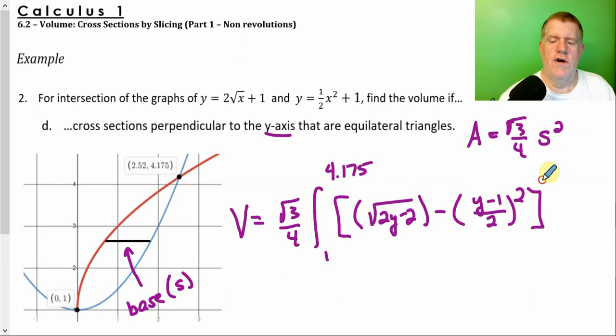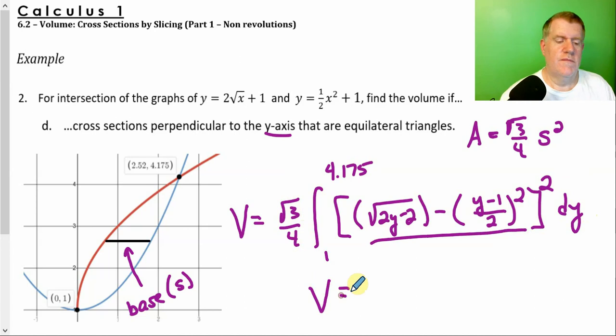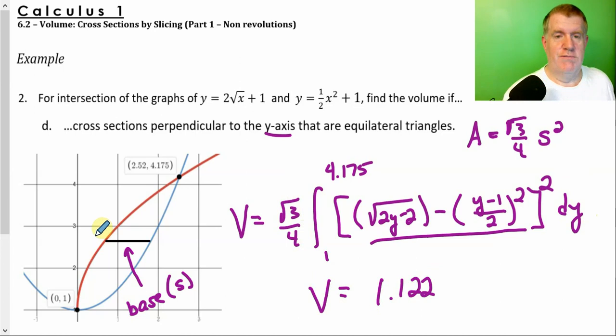Now we're squaring this one, and look what we have here. We have square root of 3/4 side squared. And then we just calculate that. And in this case, this answer is 1.122.